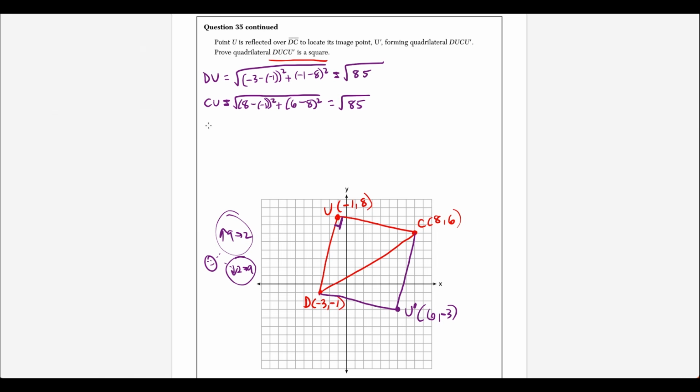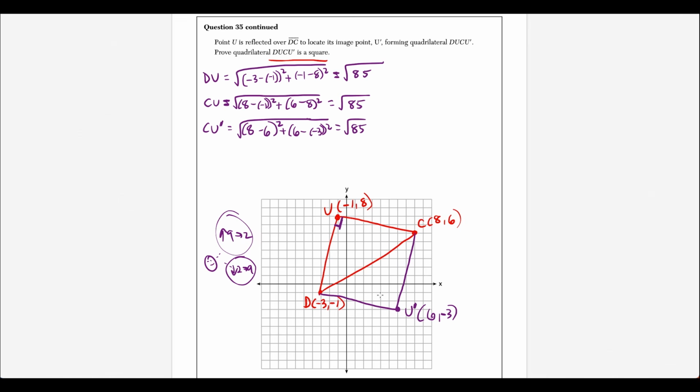So we'll just do this 2 more times. To find the length of CU prime, we're going to find the square root of the difference of the x values. So we have 8 minus 6, and this is being squared, plus we have 6 minus negative 3, and this is also being squared. We'll extend our square root, and this is going to work out to the square root of 85.